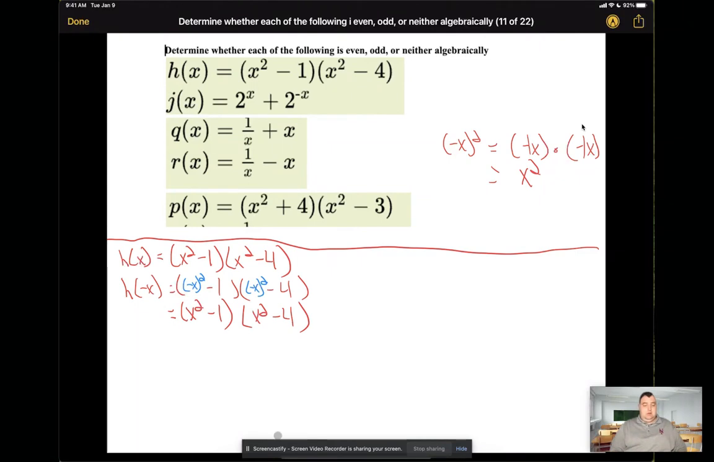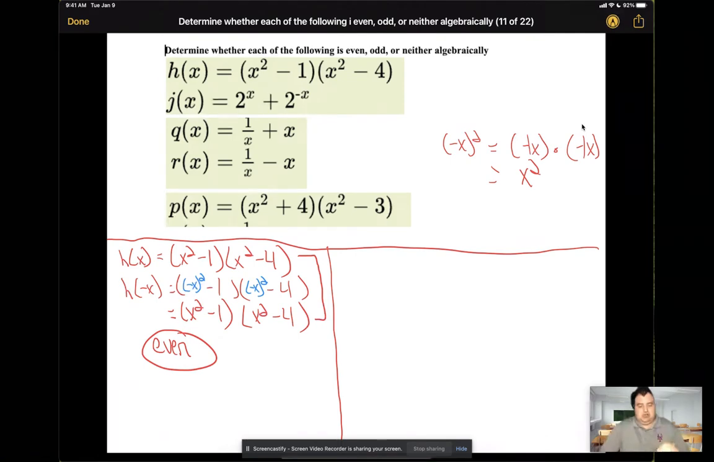So this will also be x squared minus 4. When I do h of negative x and simplify, notice I get literally the same thing as the original function. X squared minus 1, x squared minus 1. X squared minus 4, x squared minus 4. That means that this is an even function. Once we've determined that it's an even function, we can stop. We don't have to check whether it's odd or not. So this first function, h of x, is definitely an even function.